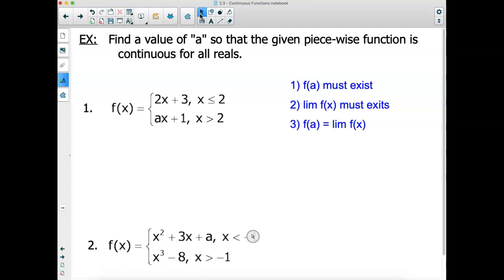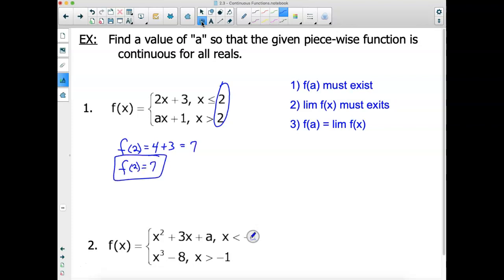My continuity rules are f of a has to exist. So when I plug in that potential domain break, this is the only place it could be, is at 2. I need to find out f of 2, does it exist? Well, when I plug 2 in there, I have 2 times 2 is 4 plus 3. Yep, f of 2 equals 7. So f of 2, okay, it exists, it's 7, okay?